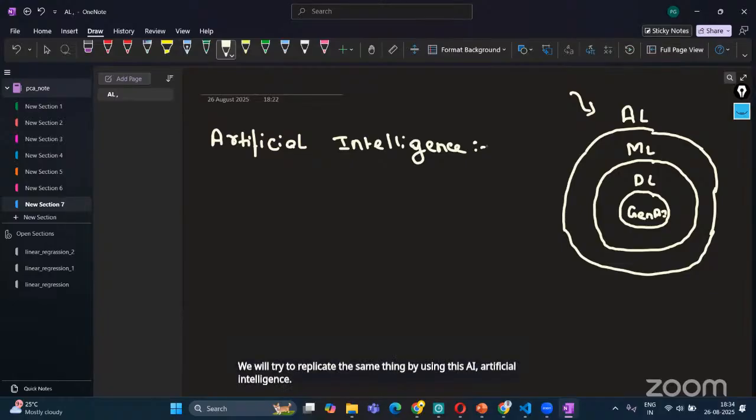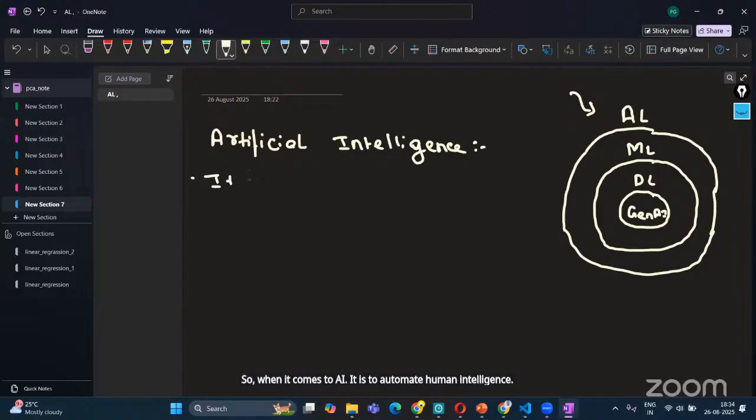So when it comes to AI, it is to automate human intelligence. We can write, it is to automate the human intelligence.